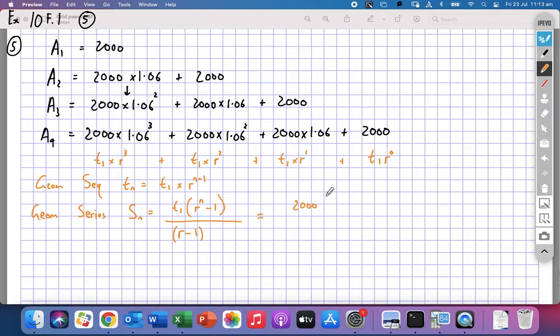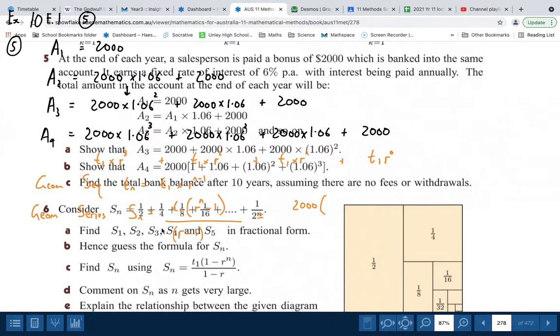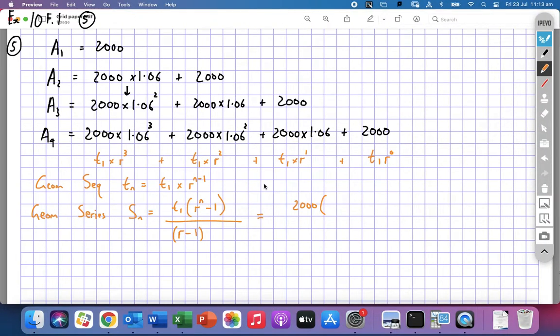Term 1's 2,000. Now in the book they ask you for 10 years. If you go back to the question, when it gets to the end here, find the total bank balance after 10 years, right? I won't do the other parts. I just want to point out why this is a geometric series. So the R value, or the multiplier as the word we use in financial maths, is 1.06. 10 for 10 years minus 1, and you can just plug this into the calculator.